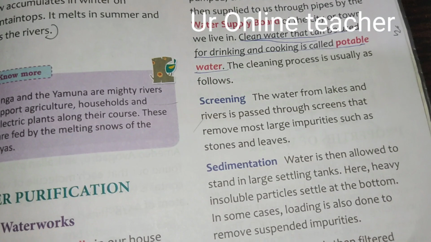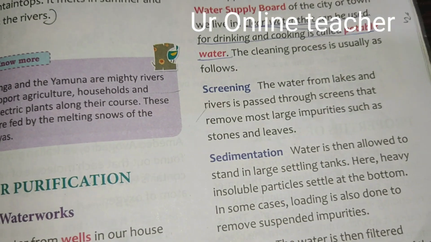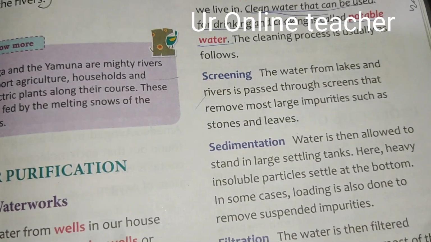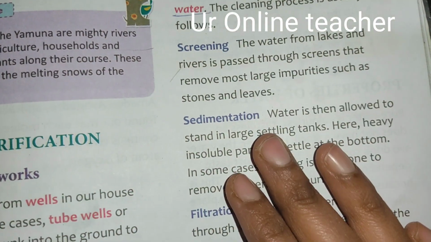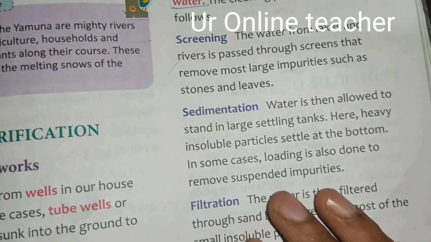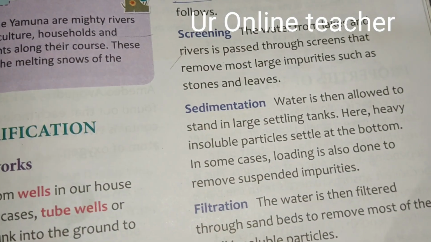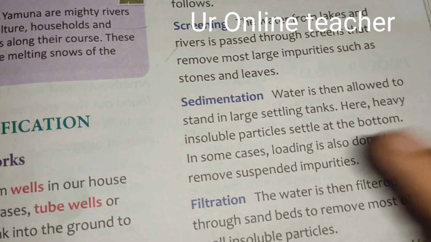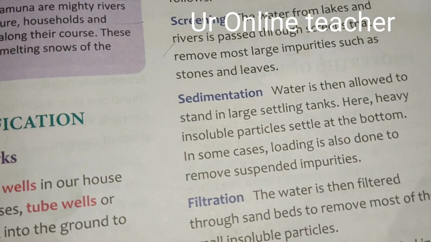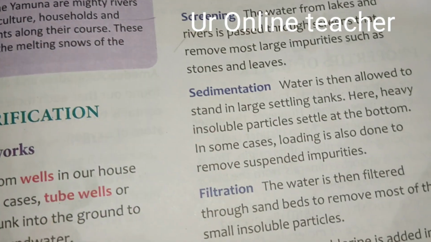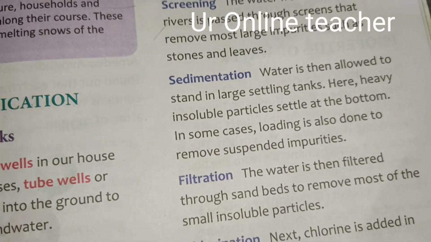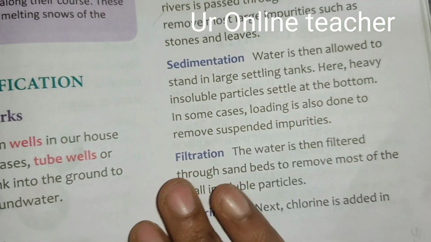So the water from the lakes and rivers is passed through screens so that it will remove all the large impurities such as stones and leaves. After that, it will be allowed to sediment. What is sediment? We just allow it to stand still without any disturbance, so that heavy insoluble particles will settle at the bottom, and we can remove the suspended impurities.